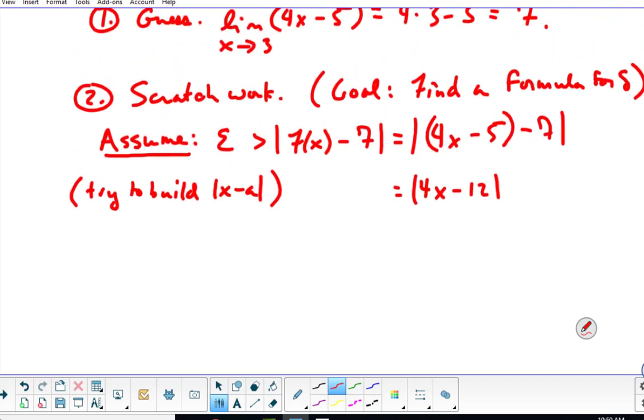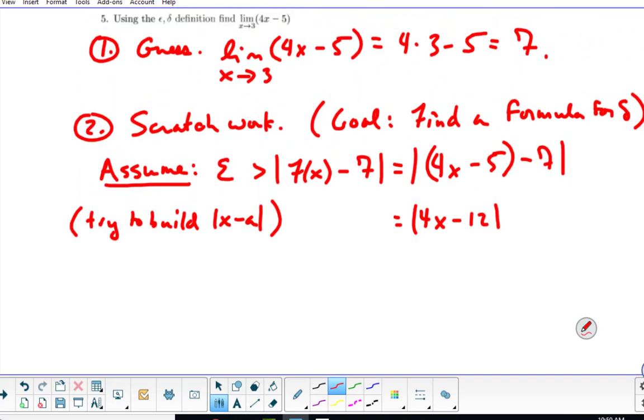Well, who's a in this problem here? Who's our a value? 3. Yeah, folks, always through these problems, make sure you can identify a, make sure you can identify L. It'll help you keep things straight. So I'm trying to build the expression, the absolute value of x minus, but who's playing the role of a? 3. So I'm trying to build the absolute value of x minus 3. Do you see that we could get there? You see we're not too far off from that?